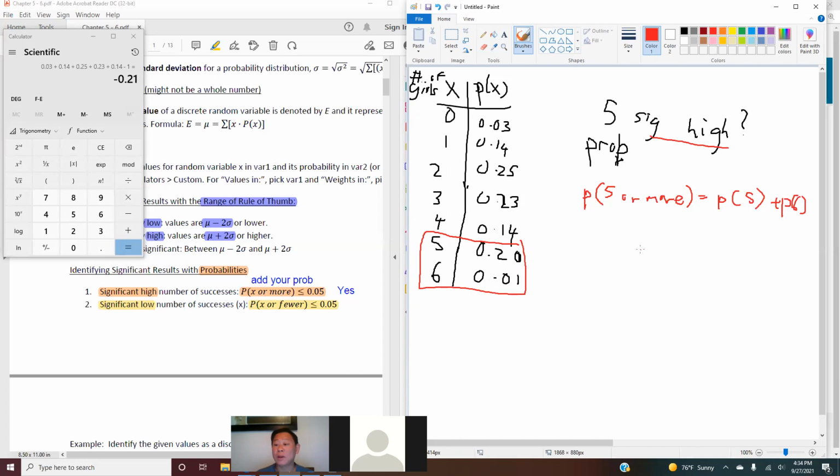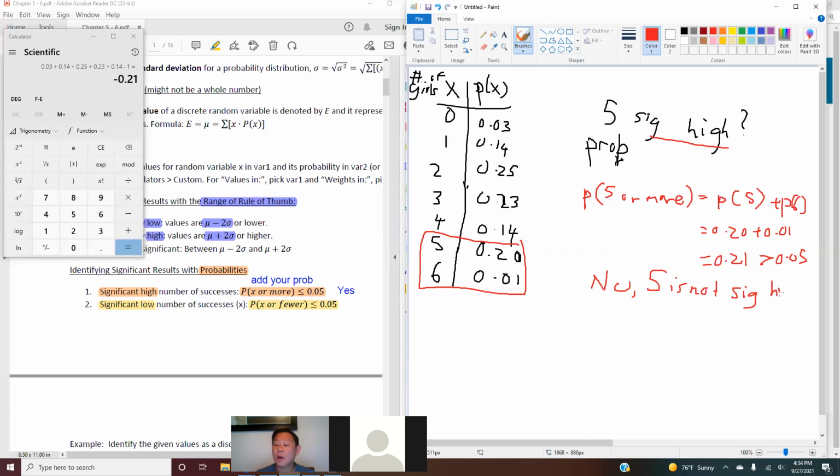Okay, so that is the meaning of this. X or more means you have to add. So in this case, it will be 0.20 and 0.01. So this is 0.21. And then you look at it, since this 0.21 is more than 5%, your answer in this case is no. 5 is not significantly high in this case.